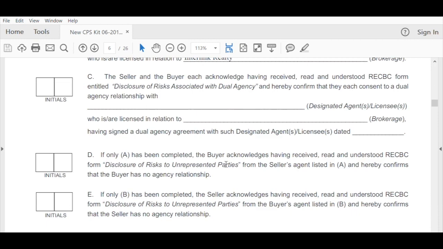And then if B has been completed, the seller acknowledges having received, read and understood the RECBC form disclosing risks to unrepresented parties from the buyer's agent listed in B, and hereby confirms that the seller has no agency relationship. This is to be initialed by the seller. This is initialed by the buyer. If they both agree, there is an unrepresented party.